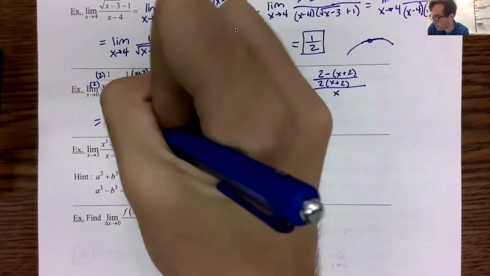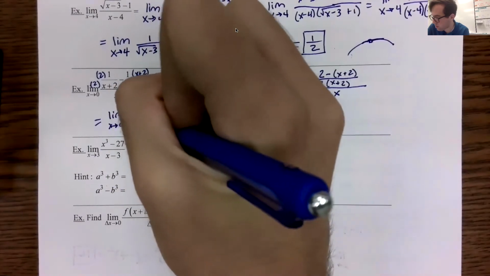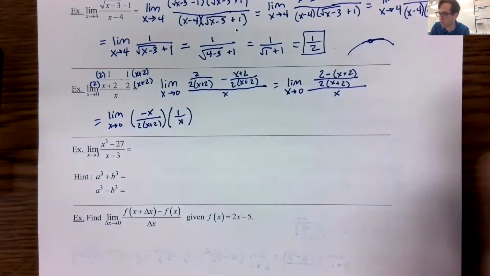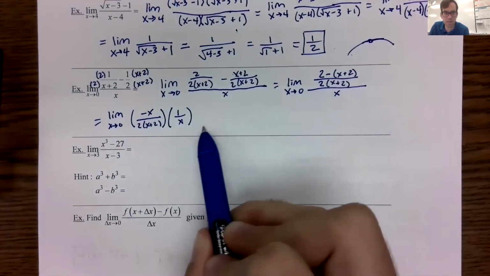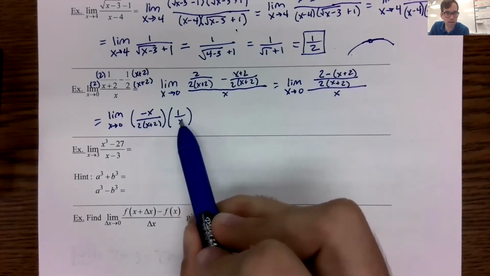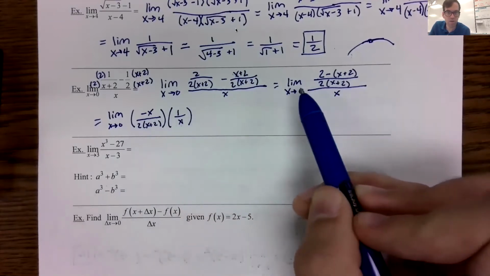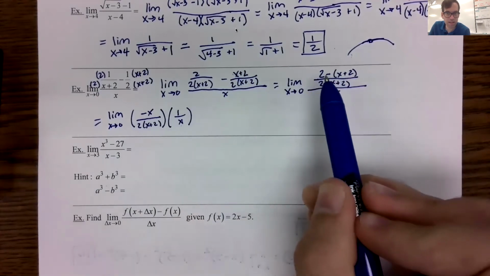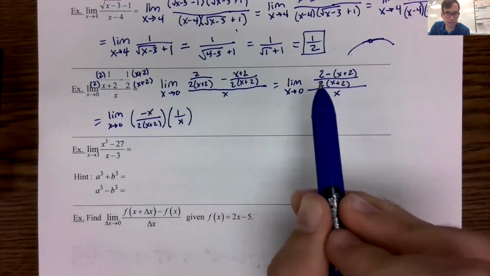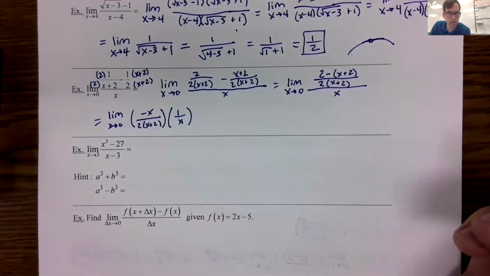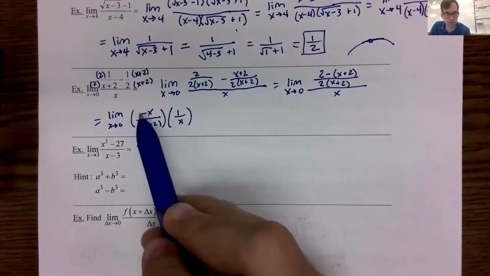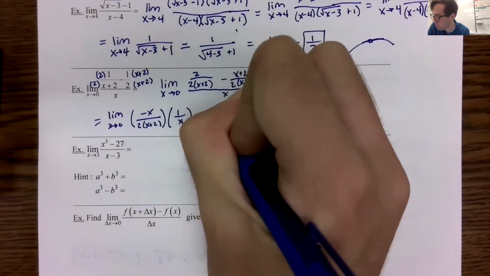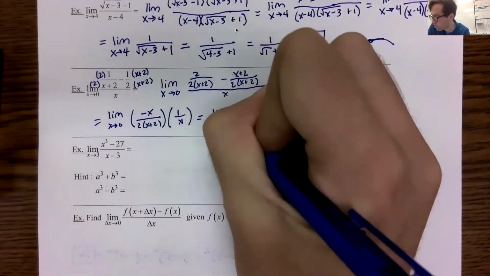over 2 times x plus 2. And I'm just going to multiply that by 1 over x. So I'm removing this over x and making it its own multiplied fraction, right? So if we're dividing by x, it's the same thing as multiplying by 1 over x. 2 minus x minus 2 became negative x, and this 2 times x plus 2 is still there. All right, so now the x's can cancel. This x up here and this x down here. So we're left with the limit as x approaches 0 of negative 1 over 2 times x plus 2.